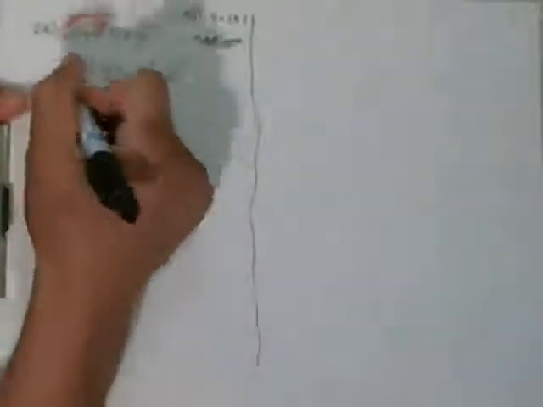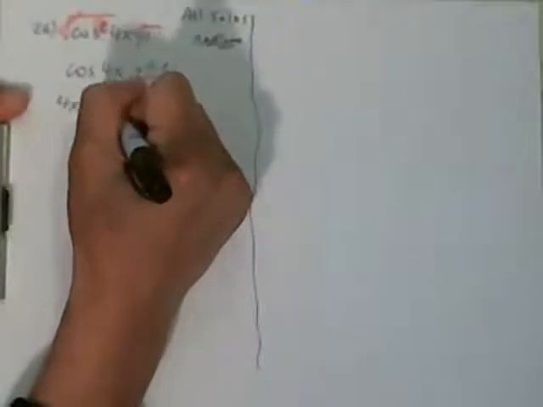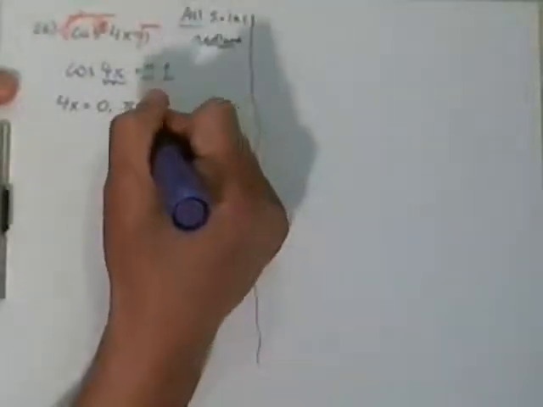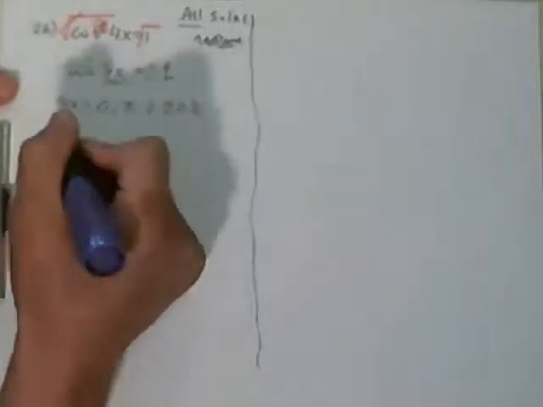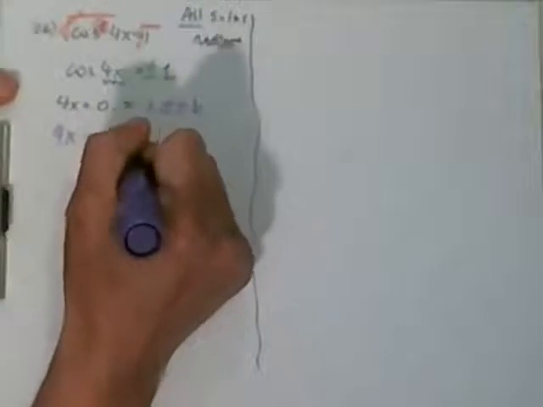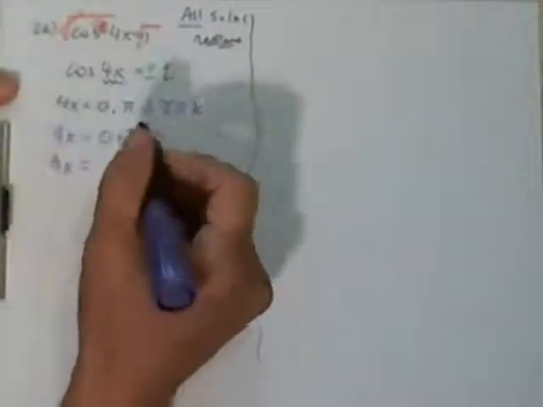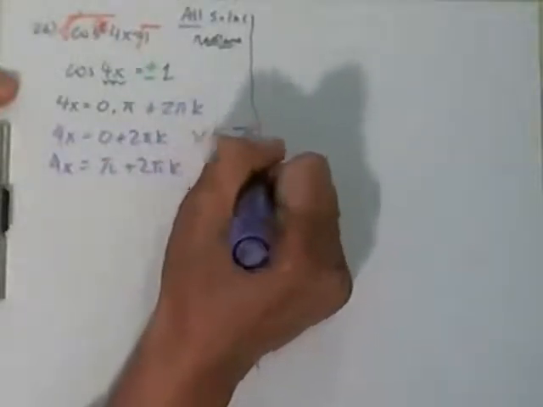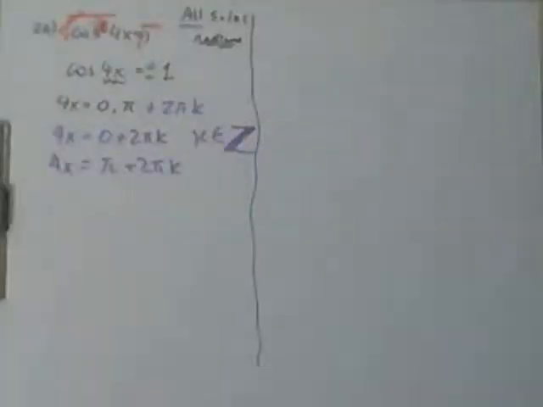So that angle, 4x, has to equal 1 is equal to 1 at 0 radians, and 1 is equal to -1 at pi radians. So our all solutions, I'm going to write this in purple. I haven't used purple yet, I believe. For all, we just add 2 pi k. So it's going to be 4x equals 0 plus 2 pi k. 4x is equal to pi plus 2 pi k, where k is an element of the integer set. They call this the integer set.